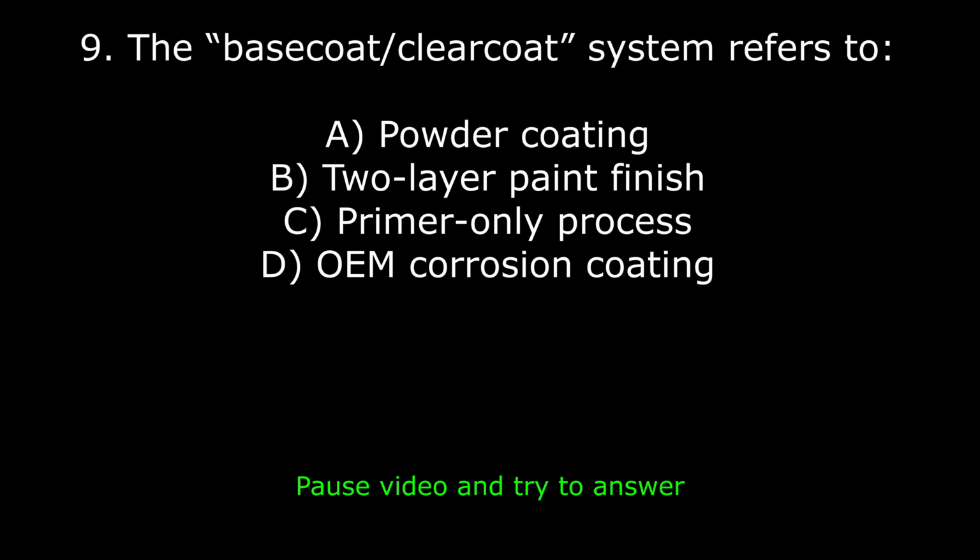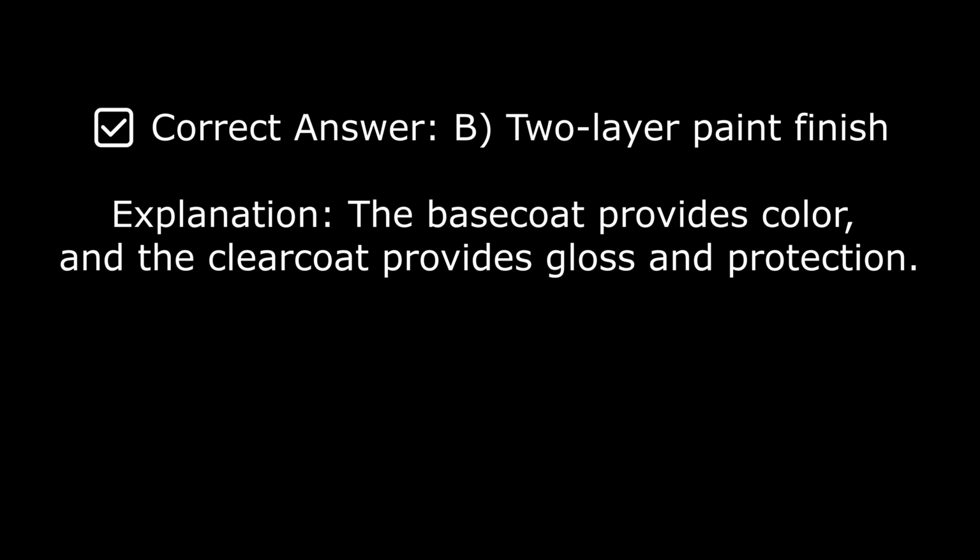9. The base coat clear coat system refers to A, powder coating, B, two-layer paint finish, C, primer-only process, D, OEM corrosion coating. Correct answer is B, two-layer paint finish. Explanation: the base coat provides color, and the clear coat provides gloss and protection.